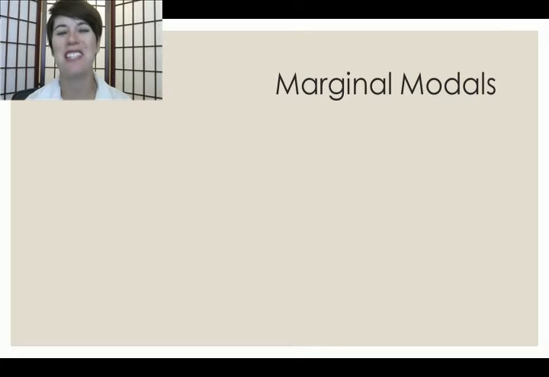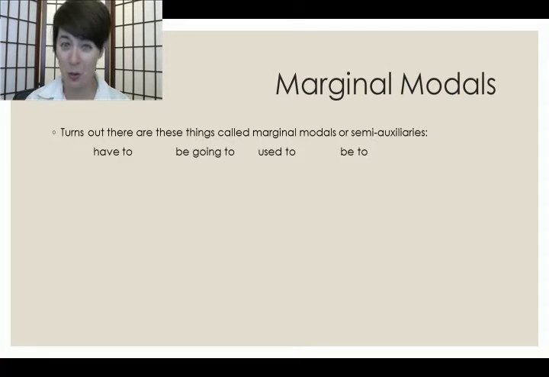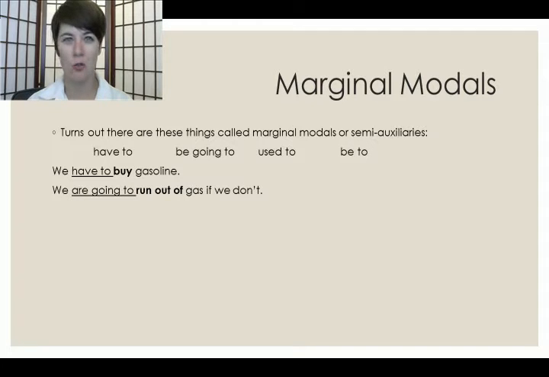Turns out there are these things called marginal modals, also known as semi-auxiliaries. These are have to, be going to, used to, and be to. You can insert these also as auxiliary verbs. We have to buy gasoline. Our main verb is buy. Have to is our sort of semi-auxiliary. We are going to run out of gas if we don't. Run out of is a phrasal verb. More on that in a minute.